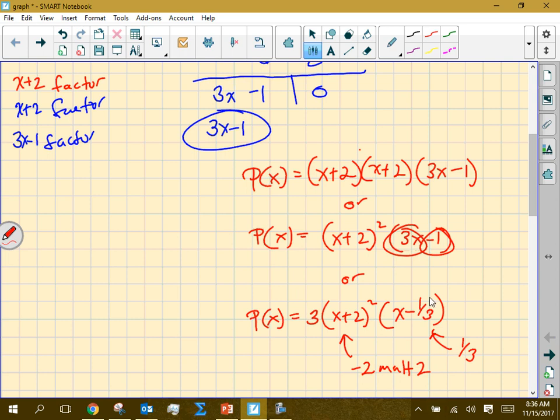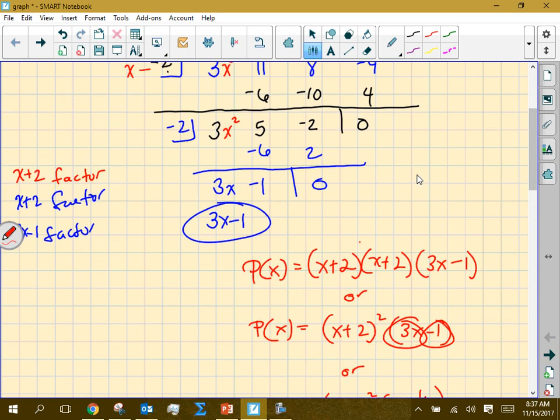And WebAssign will accept all those options. On a test or a quiz, I'll accept anything unless there are specific directions that change what you would do here. But either way would be fine.